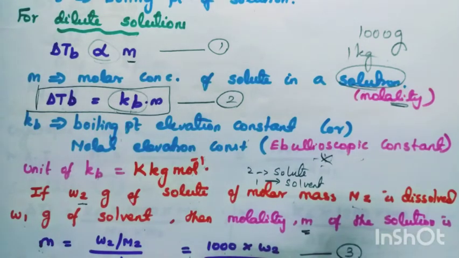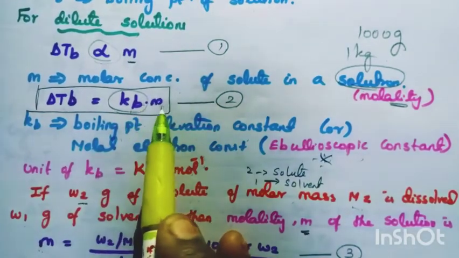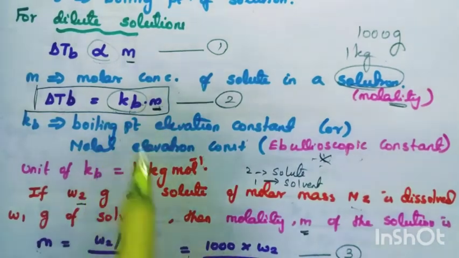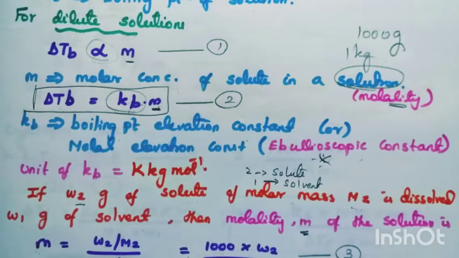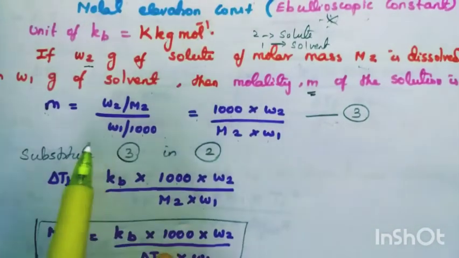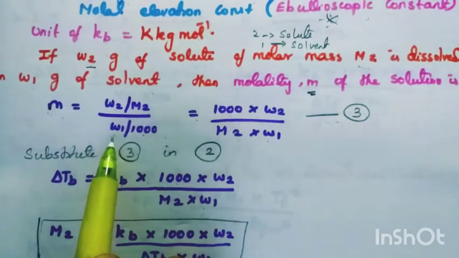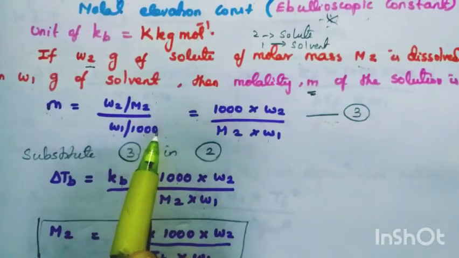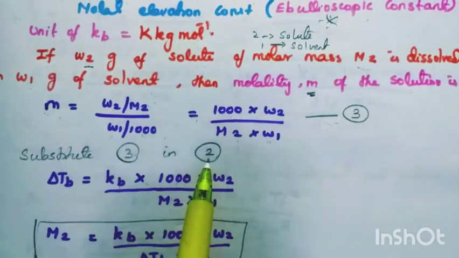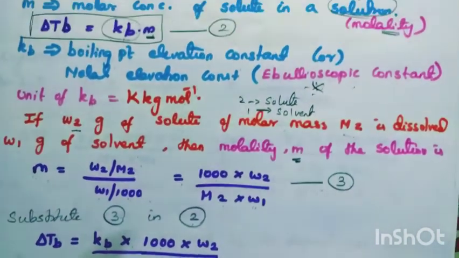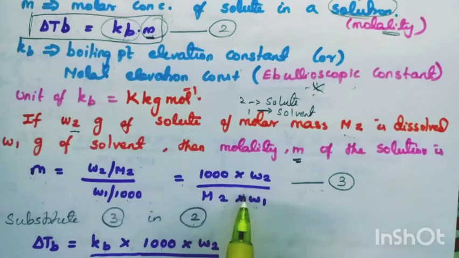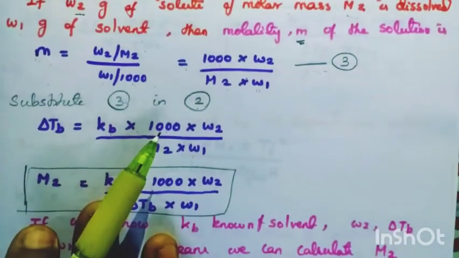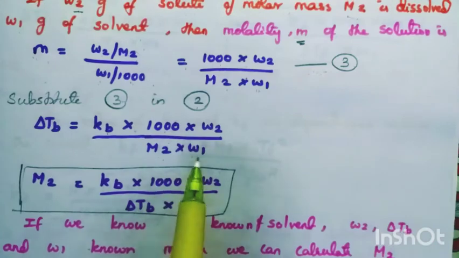Now substitute this third equation into the second equation. What is the second equation? Delta Tb is equal to Kb into m. Instead of m, we are going to write this expression. So delta Tb is equal to Kb into 1000 into W2 by M2 into W1.